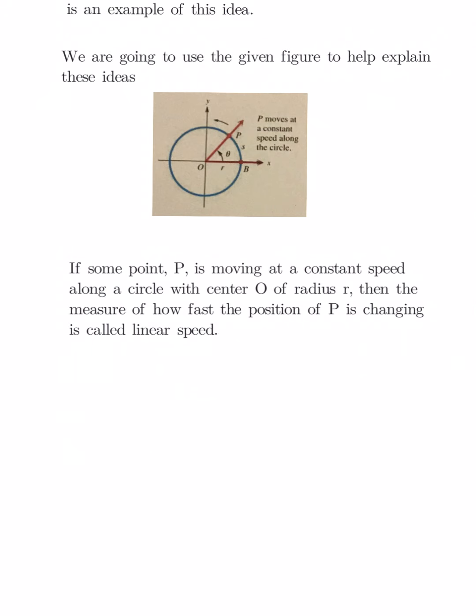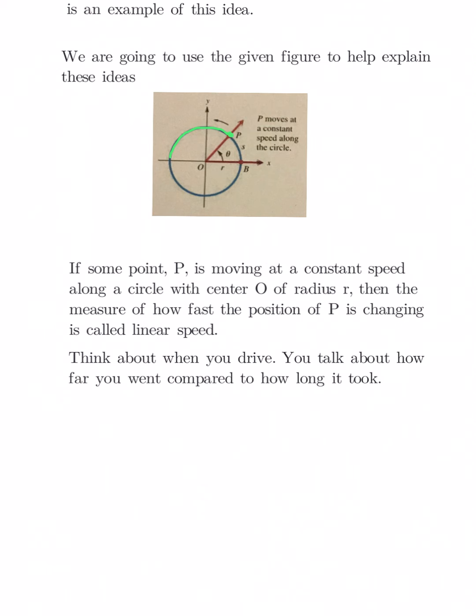If some point P, and here's P on our circle, is moving at a constant speed along the circle, so if it's moving along here, just the P, around the edge of that circle, then the measure of how fast P is changing is called the linear speed.